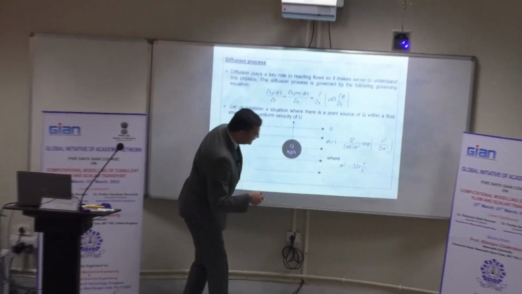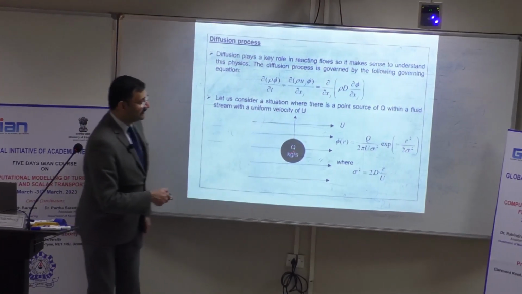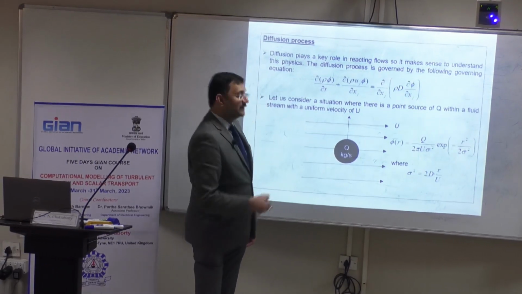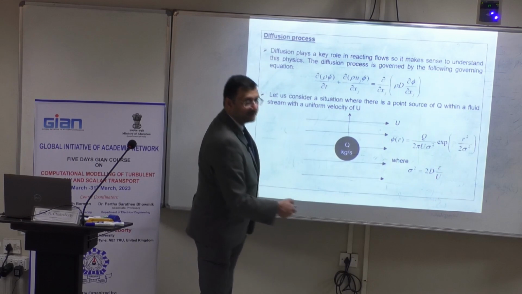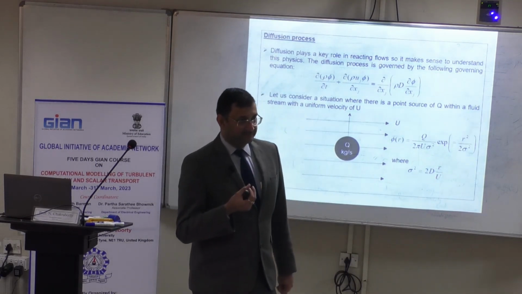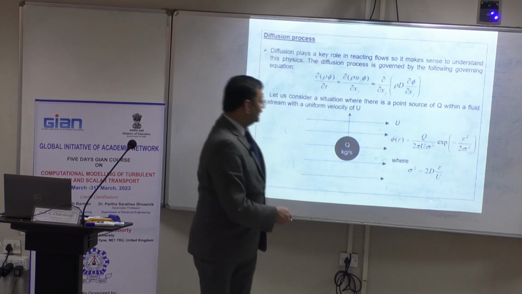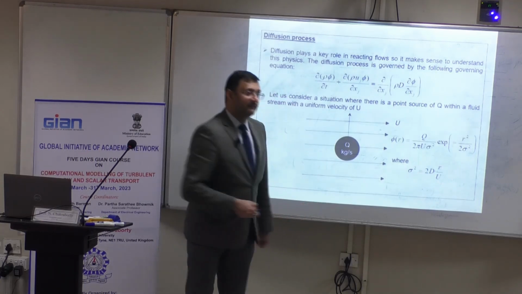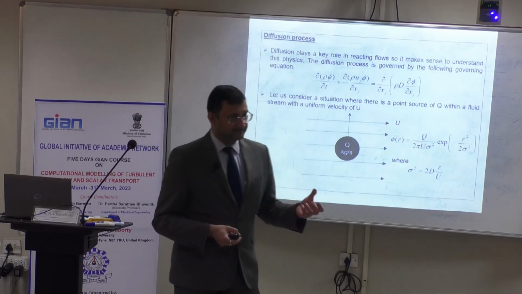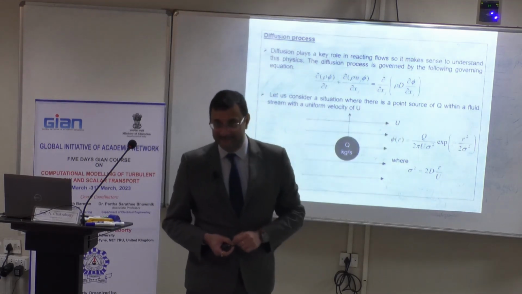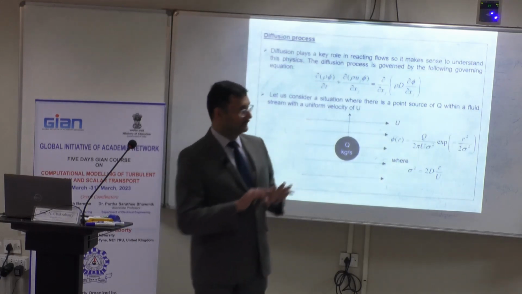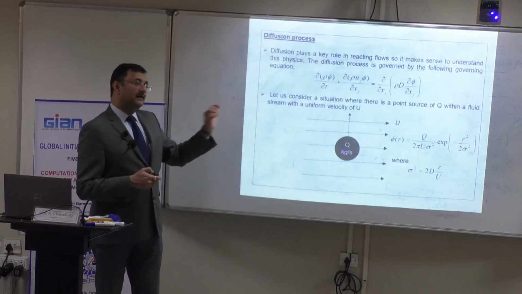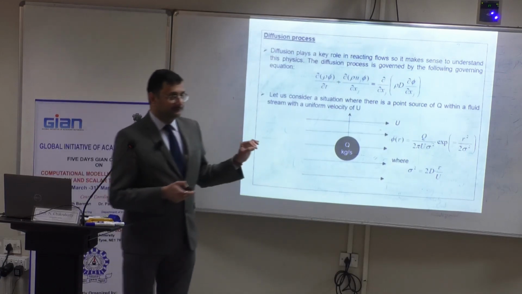Look at this one as well. R is basically the radial direction from the center of this. So if I consider R divided by U, it gives us a unit of time. So basically this standard deviation varies as square root of diffusivity times a time scale. Clear? And that feature will be retained in other types of diffusion problems as well.